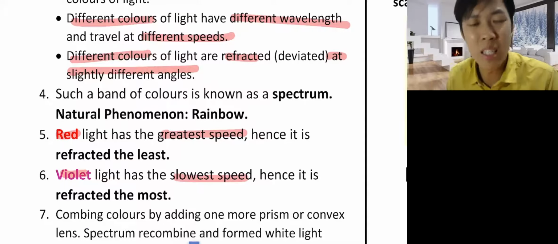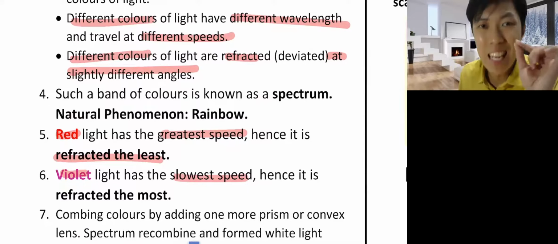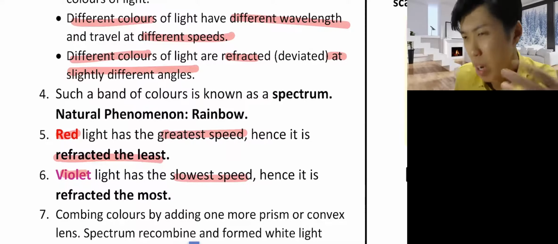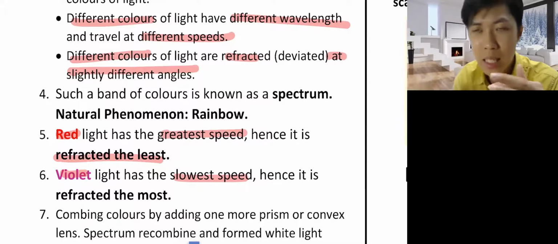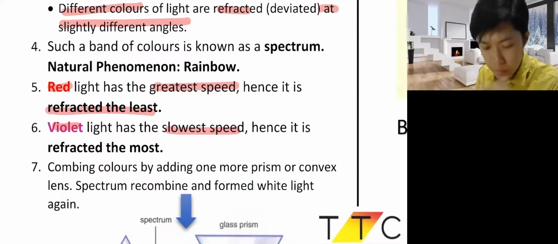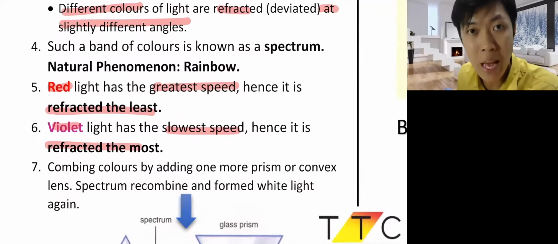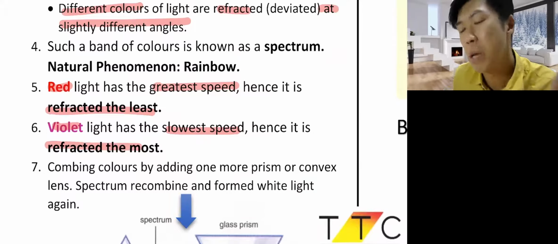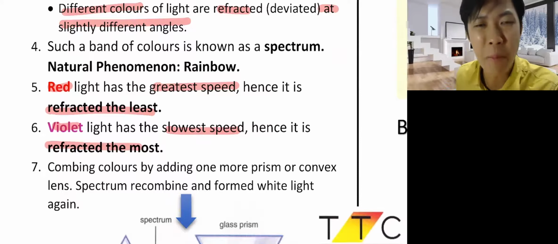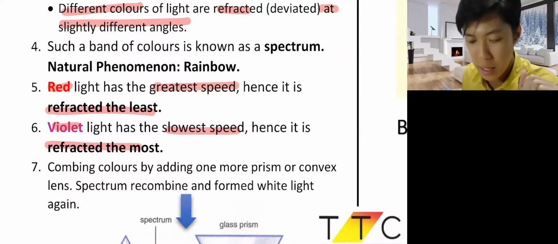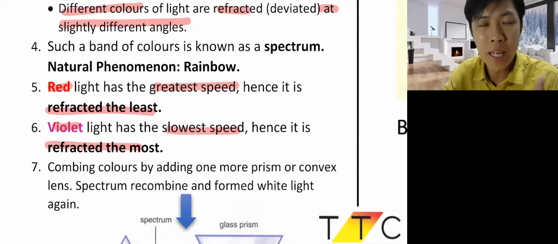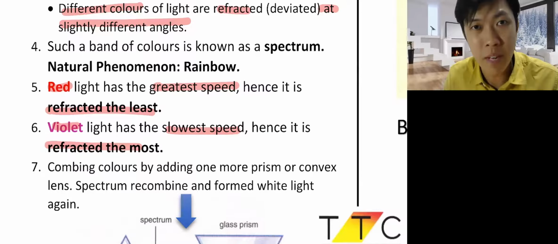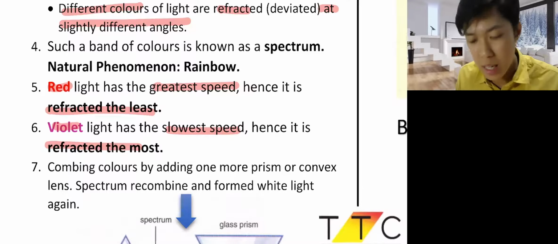So red is fastest, you bend less. Fast, you can go through it, even if it's glass. So you bend less. But if you are slower, you bend more. It means you can't really pass through the glass and you bend at a bigger angle compared to the rest. The 7 colors that are shown when light travels into a medium of different density are called the spectrum.